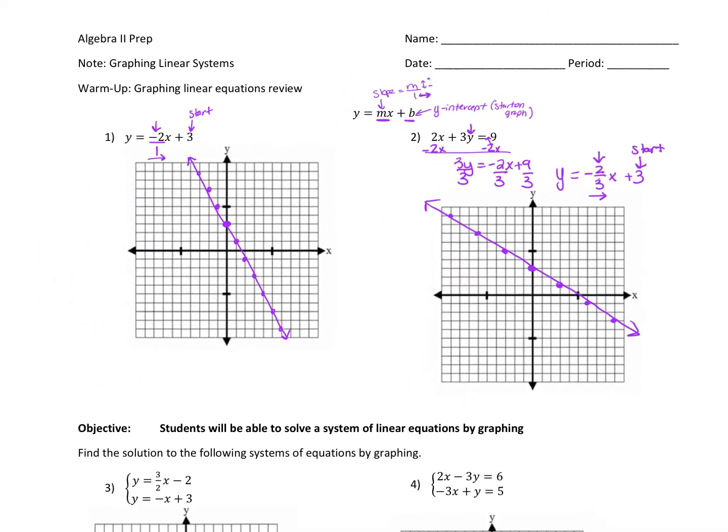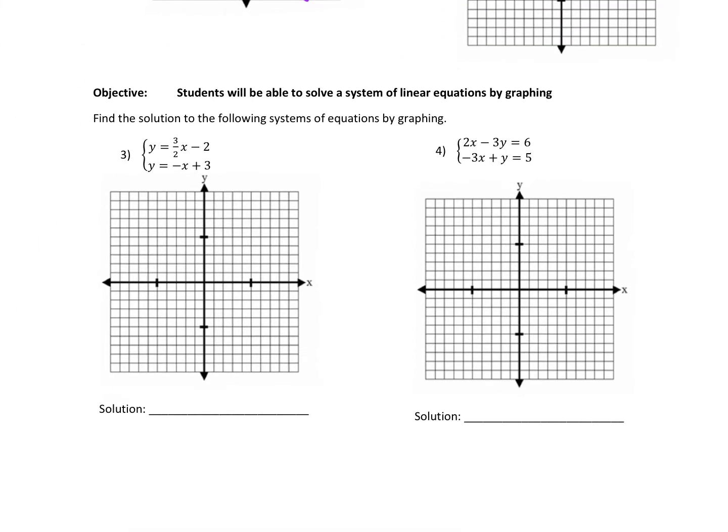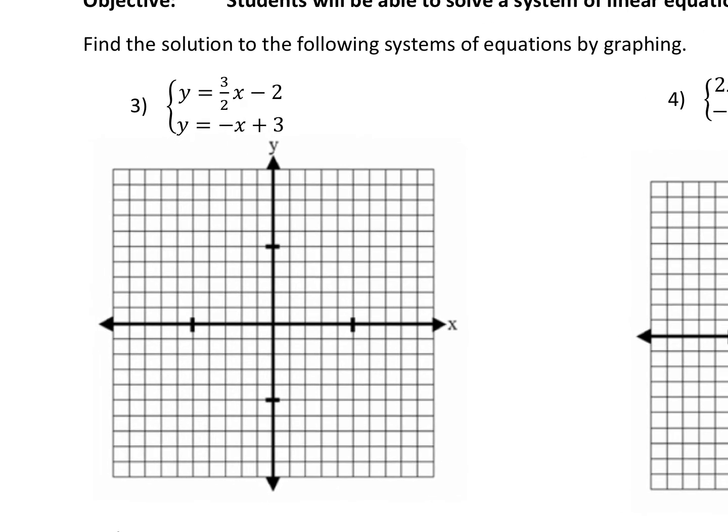All right, so now that we've reviewed how to graph a line, now we're going to learn how to graph a system of equations. When we're graphing a system of equations, we're going to graph 2 lines or more, sometimes on the same graph, and see where they intersect to find my solution. So let's look at number 3.